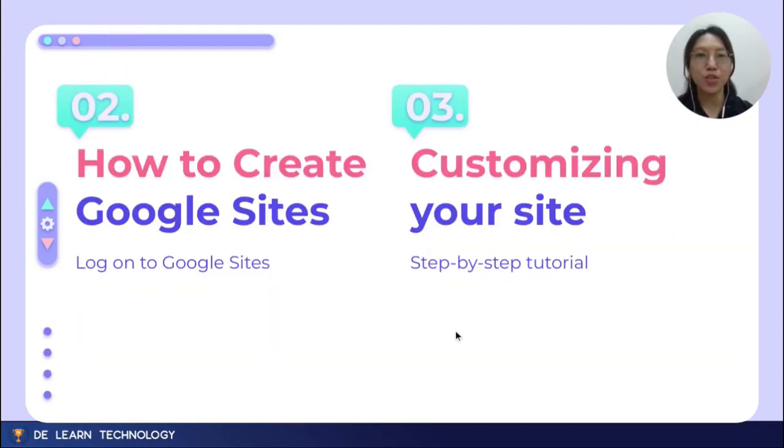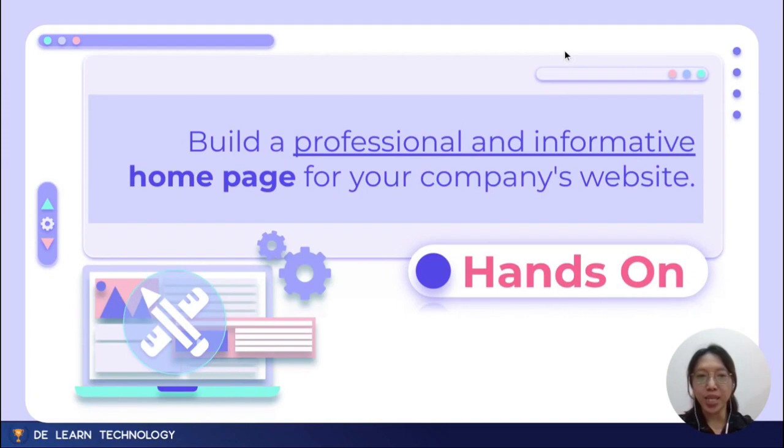After the introduction to Google Sites, next, we are going to learn how to create a Google Site and how to customize it. To make it easier for our hands-on activity, we will build a professional and informative homepage for your company's website. So now you can draft and think of it. How will your website look?